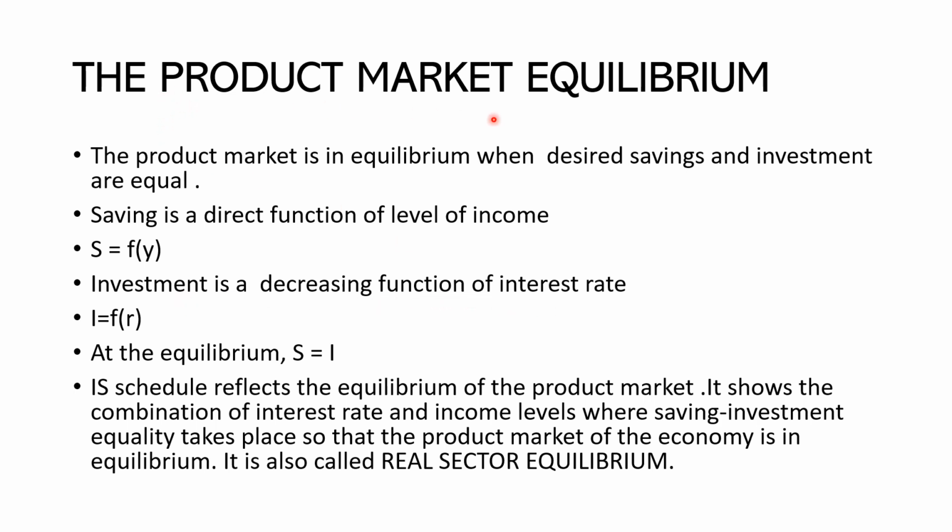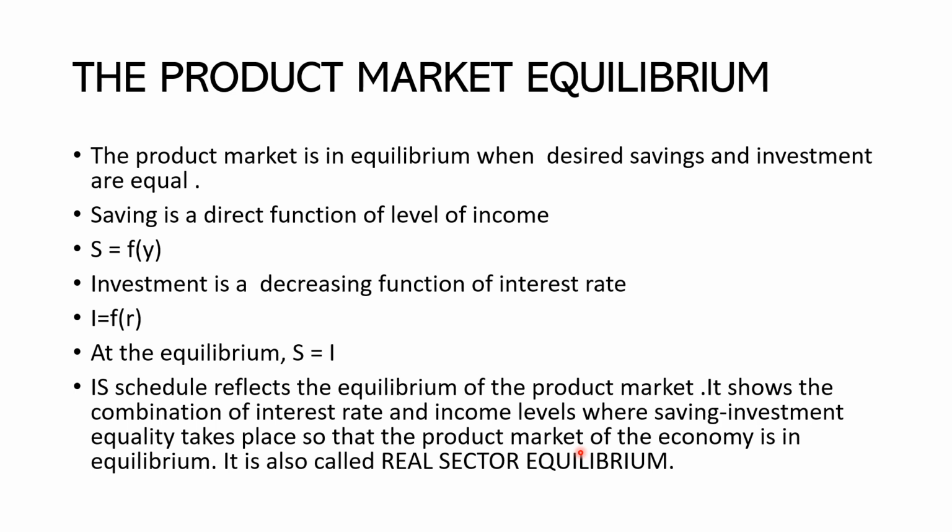But when we talk of the product market equilibrium, S is equal to I, savings will be equal to investment. Now comes the IS schedule. Schedule here means the table. This IS schedule means the equilibrium of the product market is represented in the form of a table. It shows the combination of interest rate and income levels where saving is equal to investment. Where saving is equal to investment, there the product market of the country is in equilibrium.